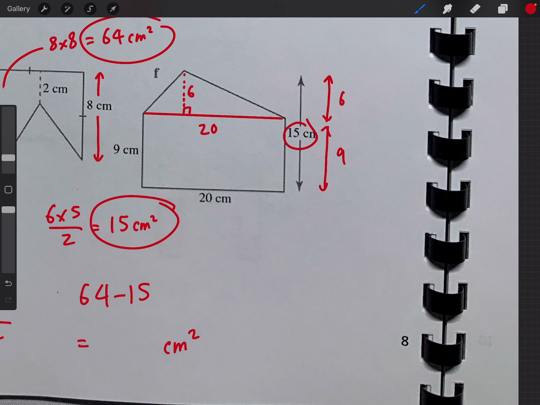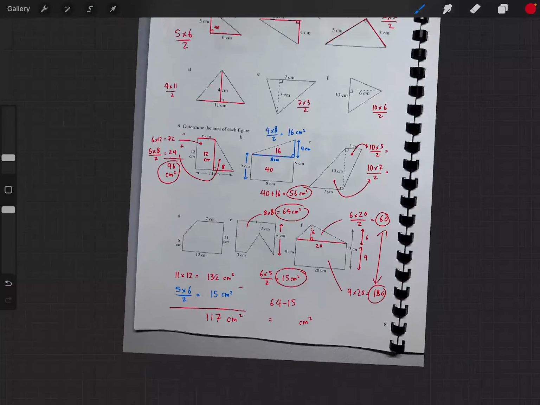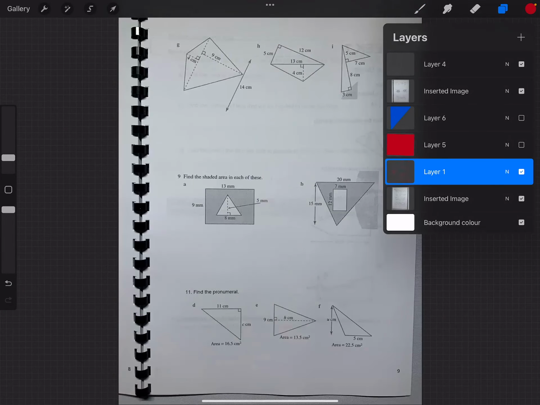15, which makes sense. So therefore to find the area of the triangle, we do 6 times 20 and divide it by 2, which gives us 60. So the area of the triangle is 60, and the area of the rectangle is 9 times 20, which is 180. You have 60 and 180, add them together and you will get the answer. Next page.